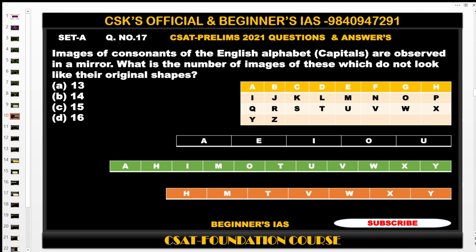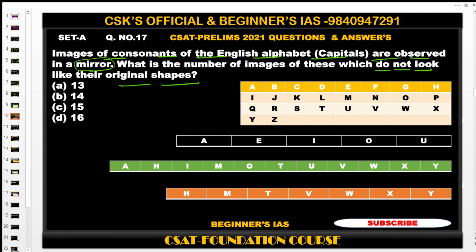Now listen. Let me explain. The question gives the image of a consonant of the English alphabet, capital, as observed in a mirror. What is the number of images of these which do not look like their original shape? First of all, listen. Here there is no information regarding the mirror, whether it is placed vertically or horizontally.